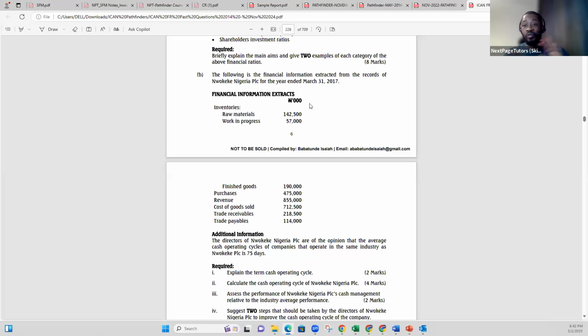Do you agree with me that I don't need to do any average? I just work with the numbers that I have. Do you agree? Yes. So inventory turnover period. One method I can use is to sum up these three inventories: 142,000, 57,000, 190,000, and divide it by cost of sales, which is 712. Can you see that? And I have my straight inventory days. But you might need to break it down by working with the raw material inventory. That will be divided by what?